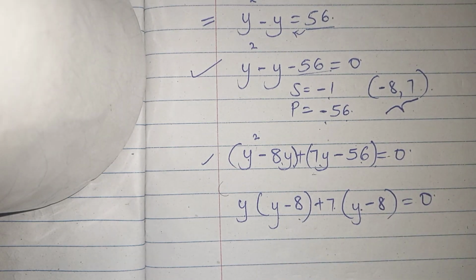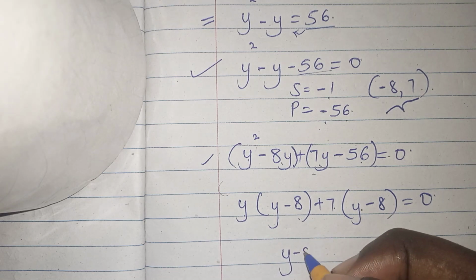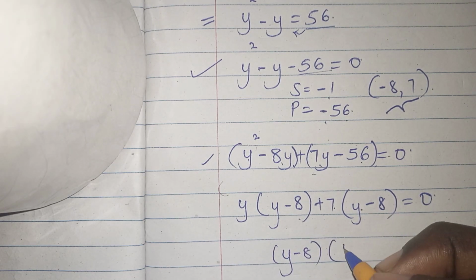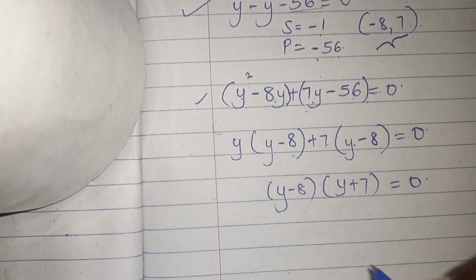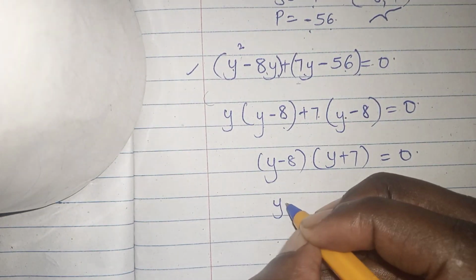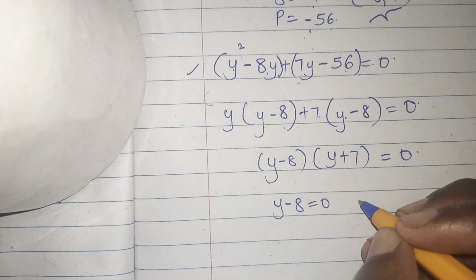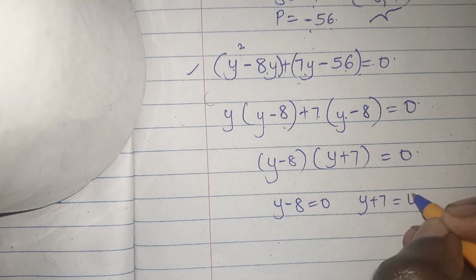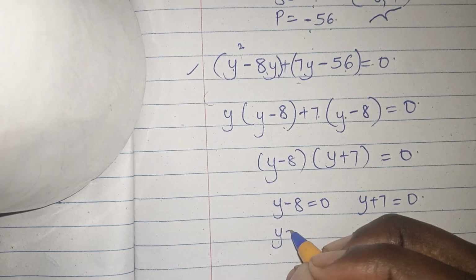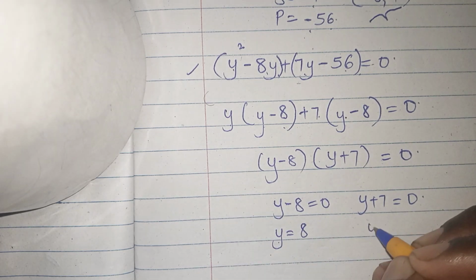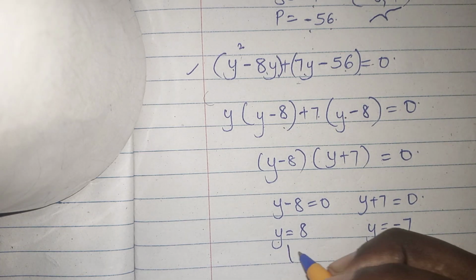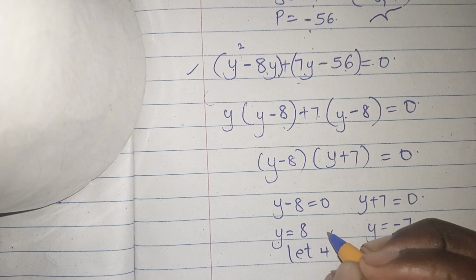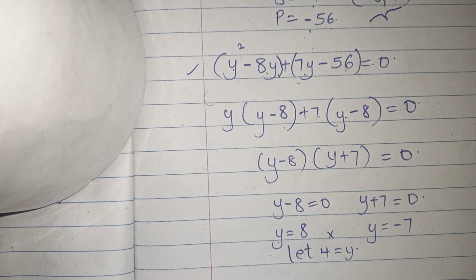So y minus 8 is common. Y minus 8 into bracket y plus 7 is equals to 0. So their product is equals to 0. So y minus 8 is equals to 0. Y plus 7 is equals to 0. So y is equals to 8 and y is equals to negative 7. So let us now get the value of x. Remember earlier on we had said let 4 to the power of x is equals to y.